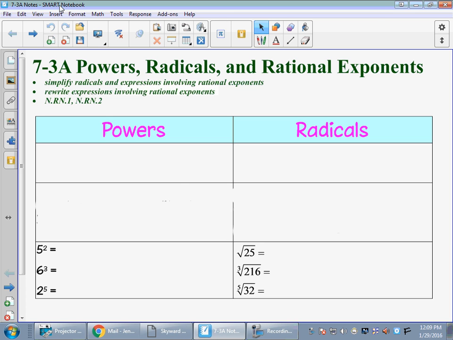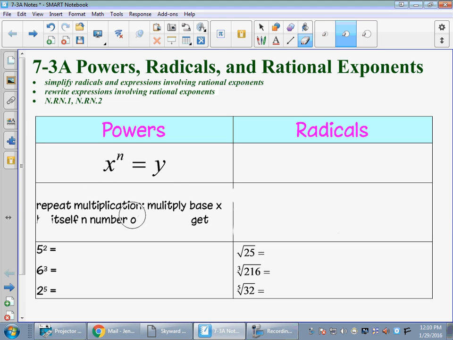A power we defined earlier. A power is when it's repeat multiplication. So I am going to multiply x by itself n number of times, and then y would be my answer. Okay, and so really the definition of a power is that it's repeat multiplication. We're going to multiply base x by itself n number of times to get y.